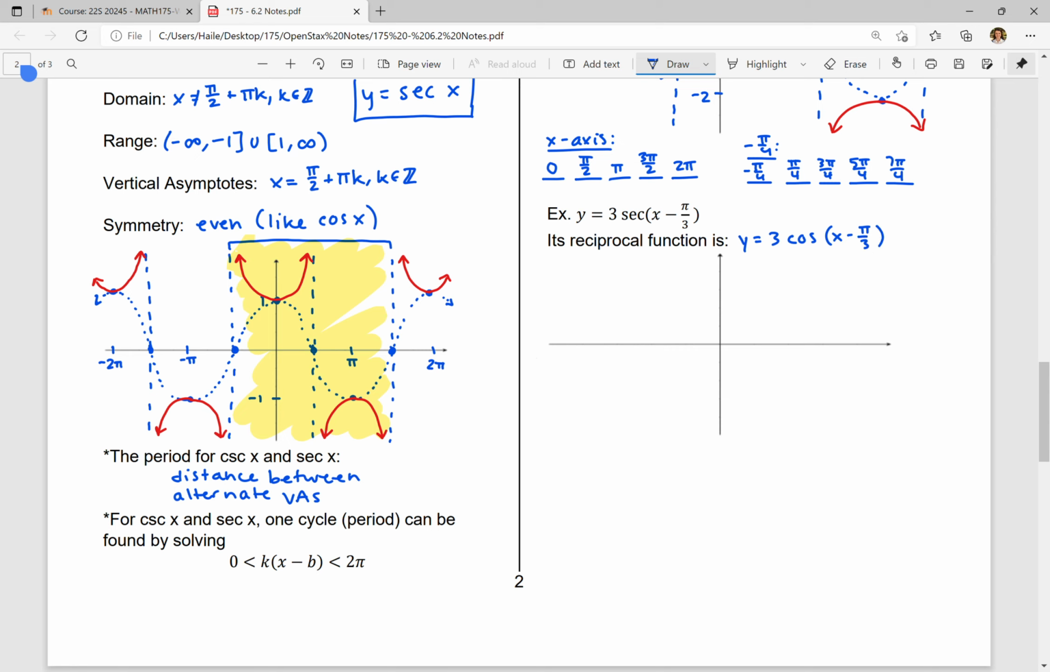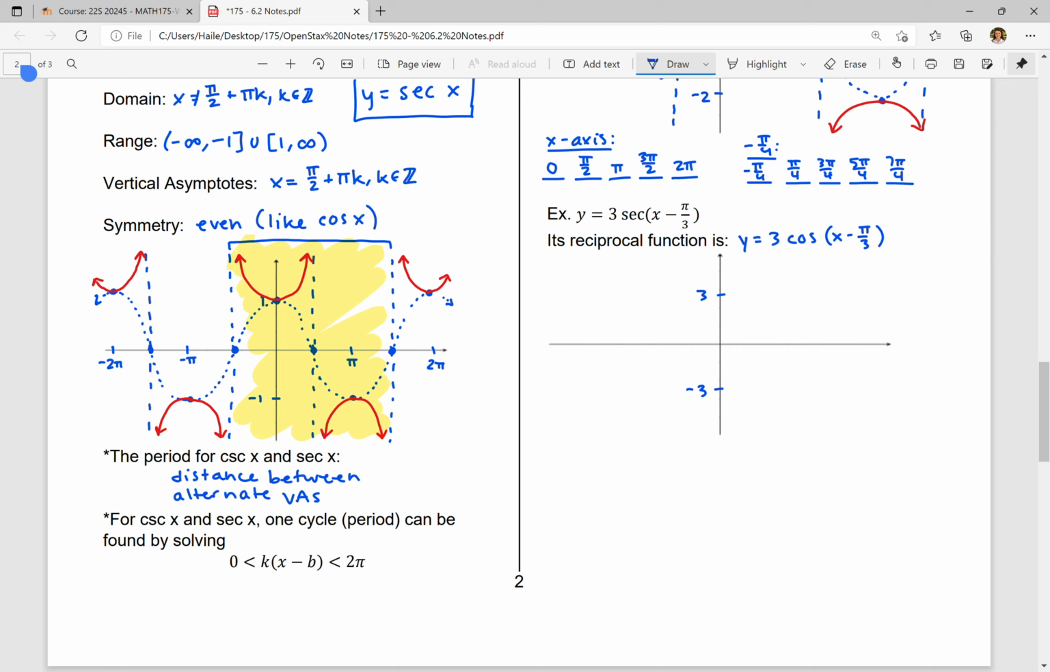So now that I've identified the reciprocal function, I can start to analyze it. So first of all, I do not have a vertical shift, and my a value is 3. So my y-axis labels are going to be 3 and -3.